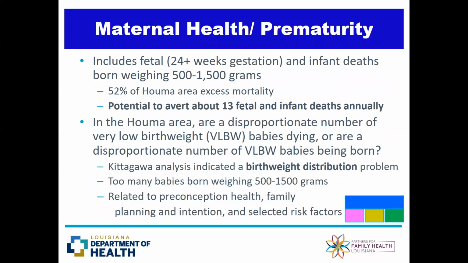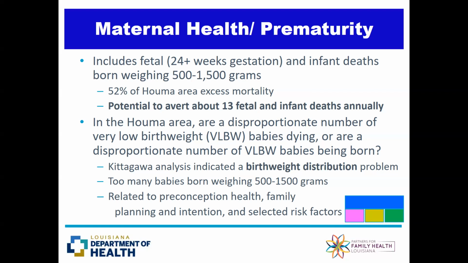So first I looked at maternal health. The maternal health cell accounts for 52%, or about a half of the excess mortality in the HOMA area. And by decreasing the excess mortality in this cell, there's the potential to avert about 13 fetal and infant deaths annually. Next, I conducted a Kitagawa analysis to determine if there are too many very low birth weight babies being born in the HOMA area, or if there were too many very low birth weight babies dying. And I found that in this area, the problem is that too many very low birth weight babies are being born between 500 and 1,500 grams.